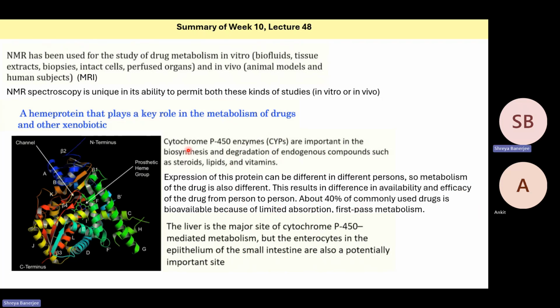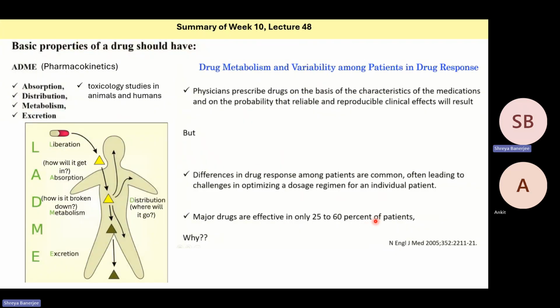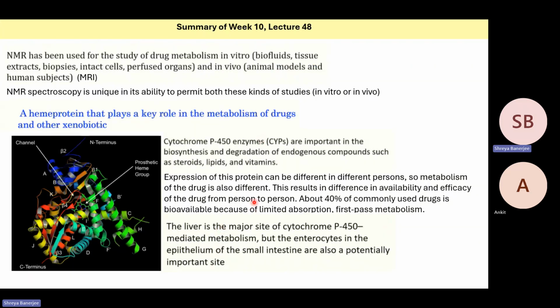So because of the difference in expression of cytochrome P450, certain drugs don't have any effect on certain patients. And for certain drugs, even if they have an effect, the dosage is different because the expression of this cytochrome P450 protein, which causes the metabolism of the drug, is different. There can be different sites of this metabolism. One of the major sites is the liver, but the enterocytes, which are cells in the epithelium of the small intestine, are also an important site where cytochrome P450 causes the metabolism of the drug.